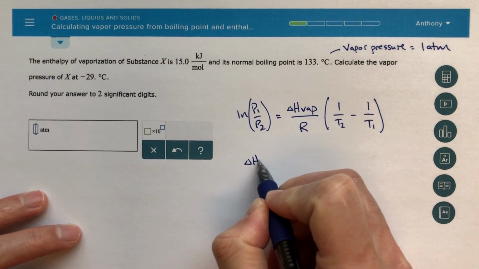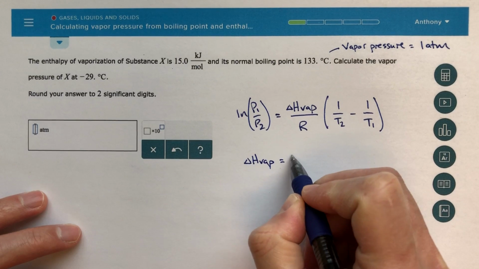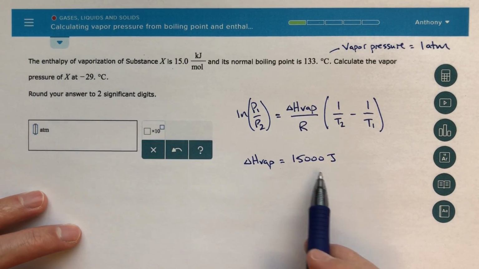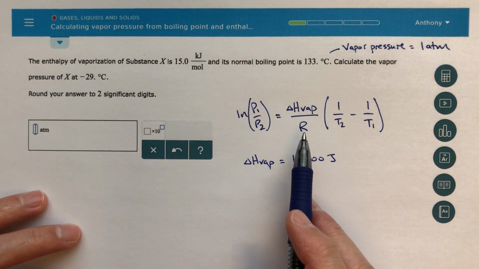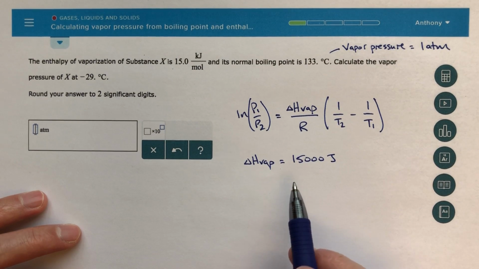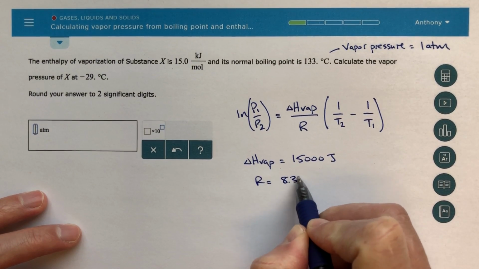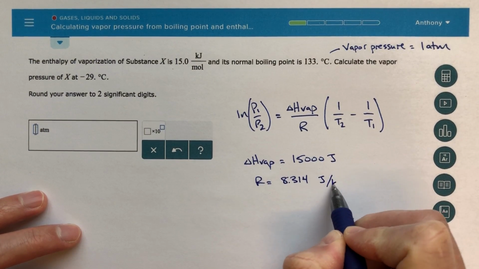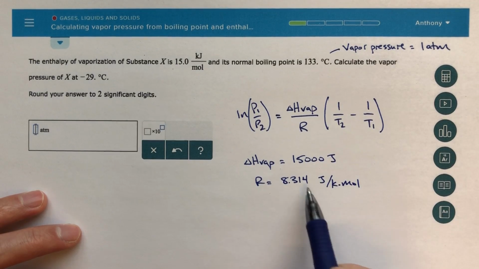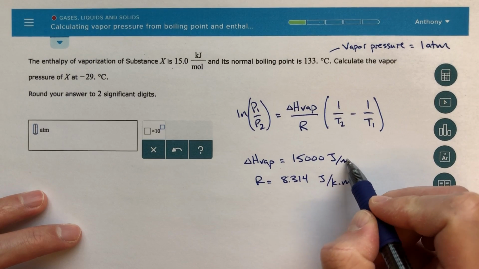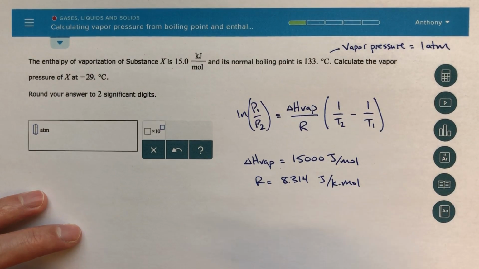The other point that is a common mistake is that this delta H of vaporization, we want to convert from kilojoules into joules. So the units on R are joules over Kelvin times mole. Since our R value equals 8.314 joules over Kelvin times moles, we want to make sure that our delta H of vaporization is also in terms of joules, right? So this would be joules over moles. So we want to have our units be consistent here.